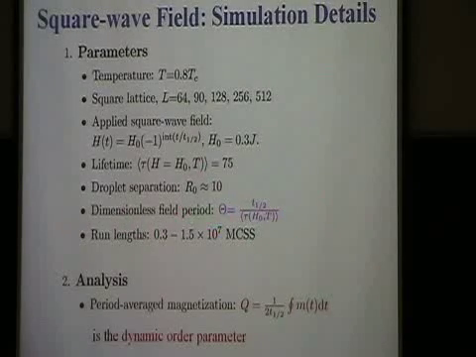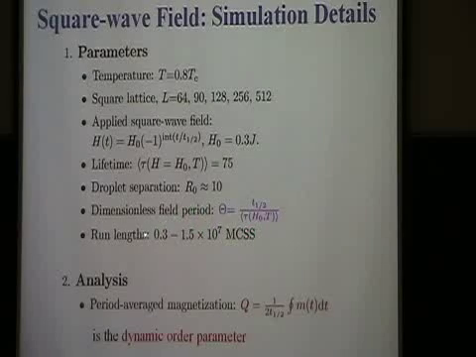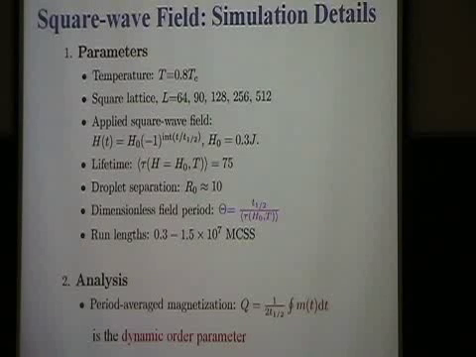I already introduced the dimensionless field period, and the run lengths, as you can see, are quite long, from 3 to 15 million Monte Carlo steps per step, depending on where we are, the longest runs being close to what turns out to be a critical field period.